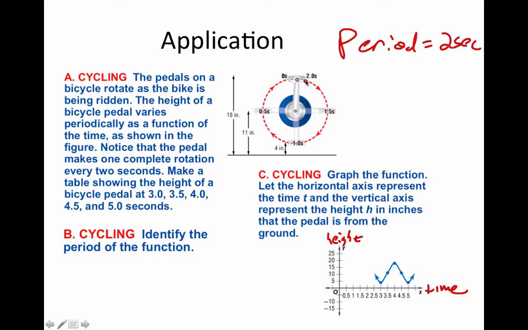So if I was to graph this, let's graph from 0 to 2 seconds. At time 0, I am 18 inches tall. At time 0.5, I am 11 inches tall. At time 1, I'm 4 inches tall. And then I start going back up. At time 1.5, I'm 11 inches tall. And then at time 2, I'm back to where I started.